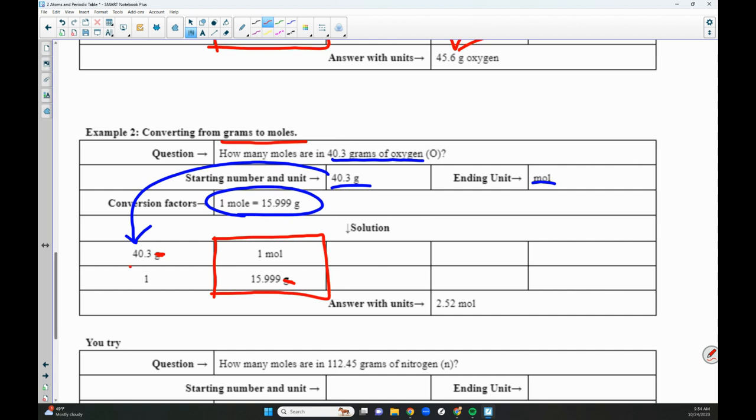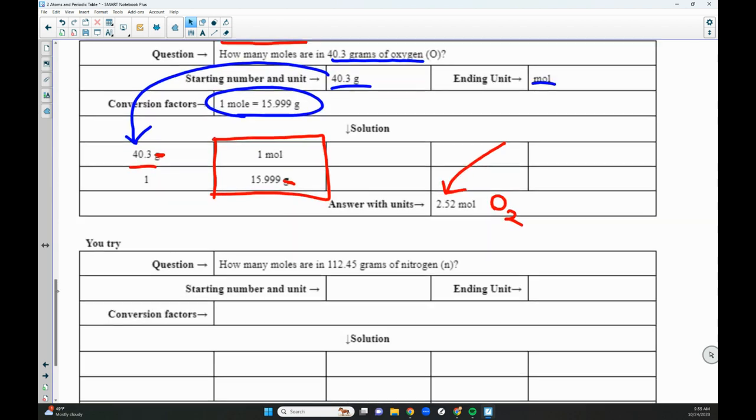I round my answer to 3 significant figures because of my starting number, and I get 2.52 moles of oxygen. We should probably specify what element it is there. So we just figured out if you have 40.3 grams of oxygen, that is going to be equal to 2.52 moles. All right, pause the video and try the next one.